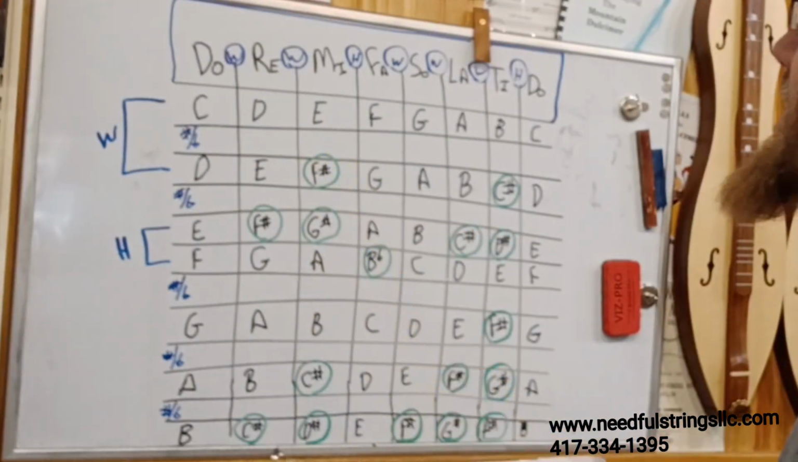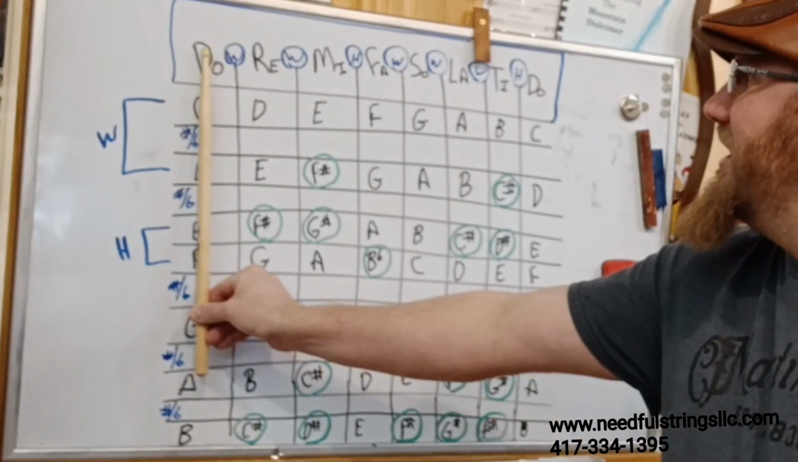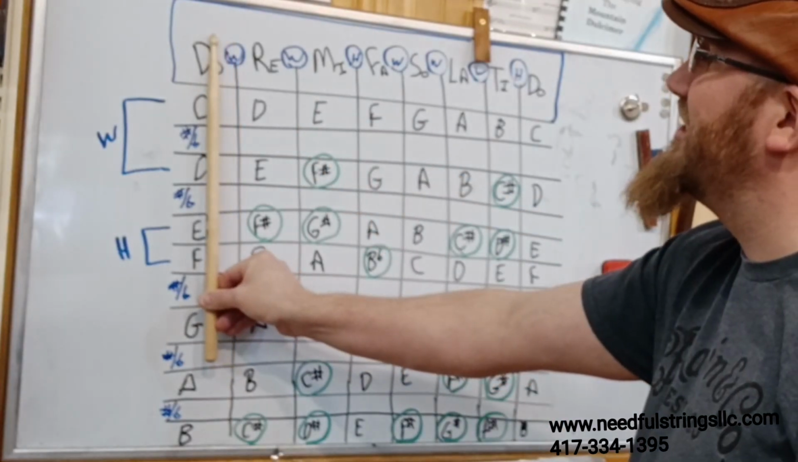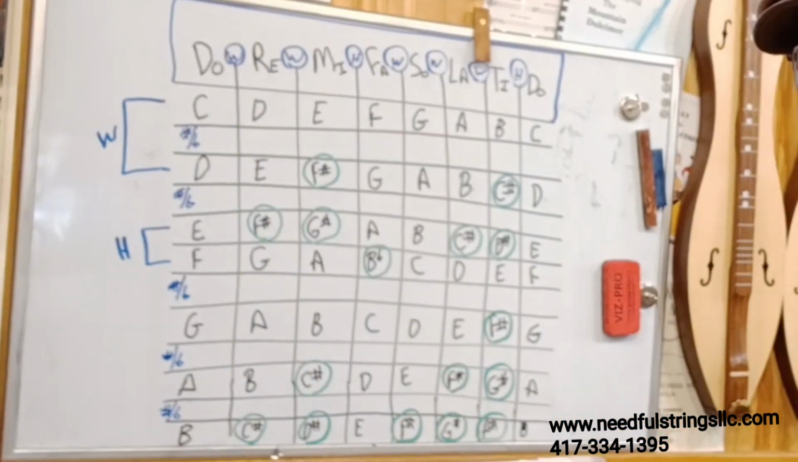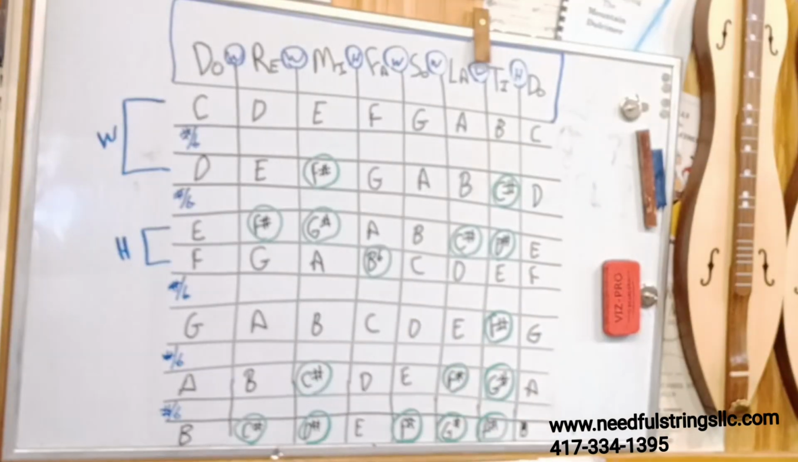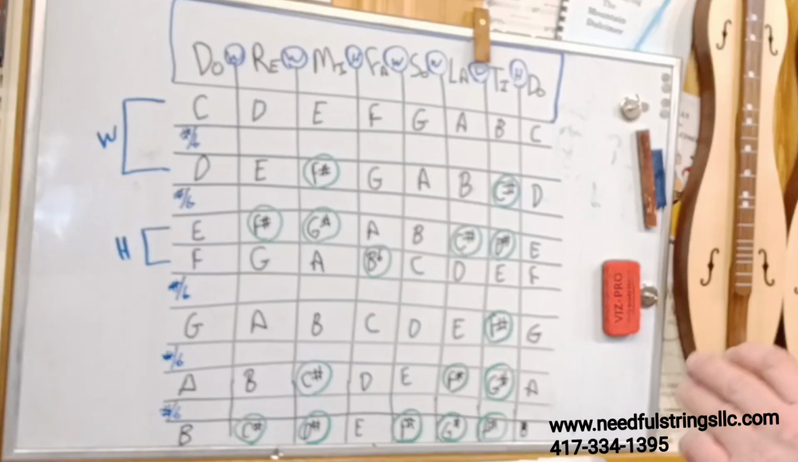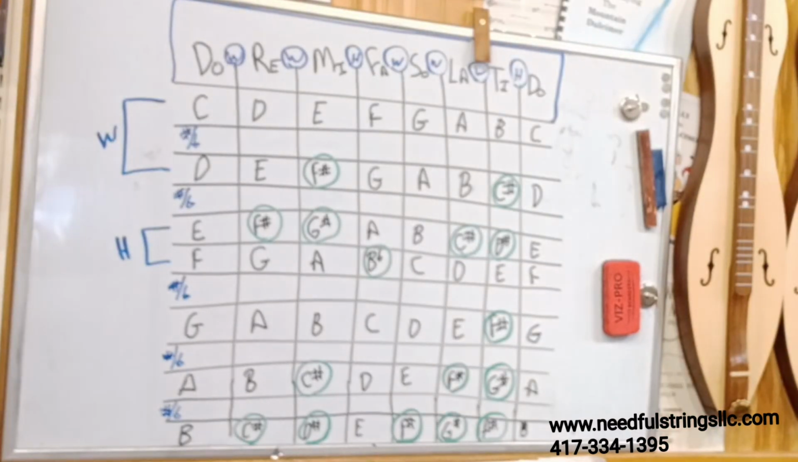But if we covered this line up here, and we started on the D, so D, E, F, G, A, B, C, D, that's a re scale. It's not a do scale, it's a re scale. And there are 12 re scales. Just like there are 12 mi scales, 12 fa scales, 12 sol scales, 12 la scales, 12 ti scales. So, there are 84 scales in total.